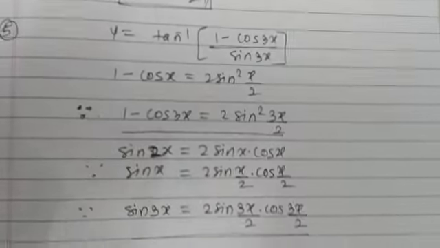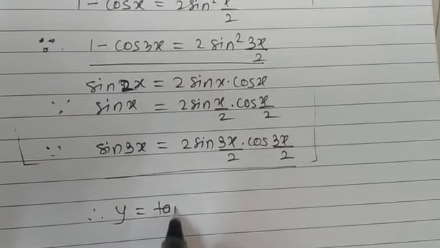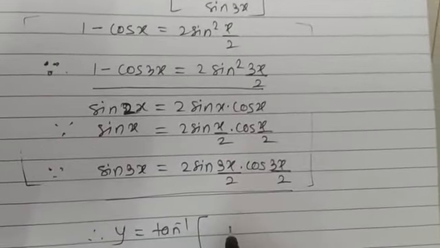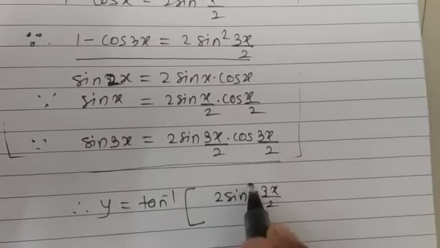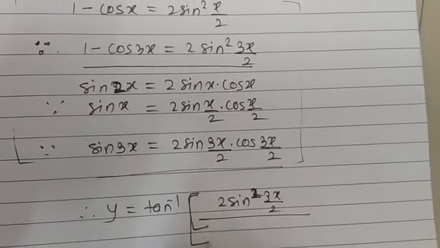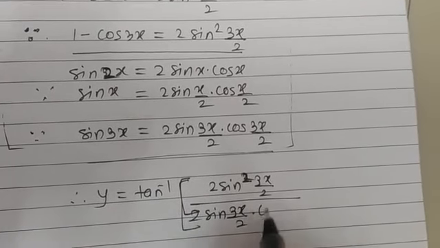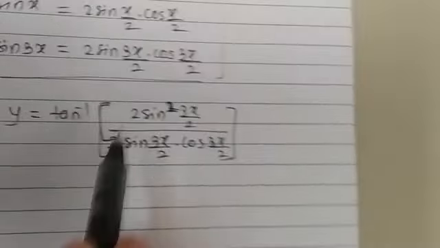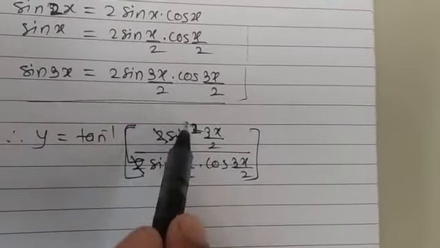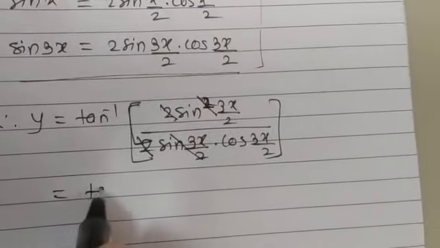These are half angle formulas. So our example becomes, this part is only the formula part. y is equal to tan inverse of, in bracket, 2 sin square 3x by 2 upon 2 sin 3x by 2 into cos 3x by 2. So here the 2 gets cancelled with this 2, one sin gets cancelled with this sin 3x by 2, and what is the remaining part?